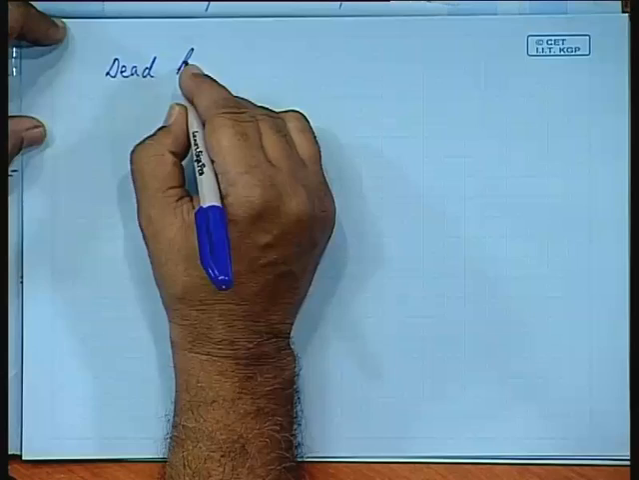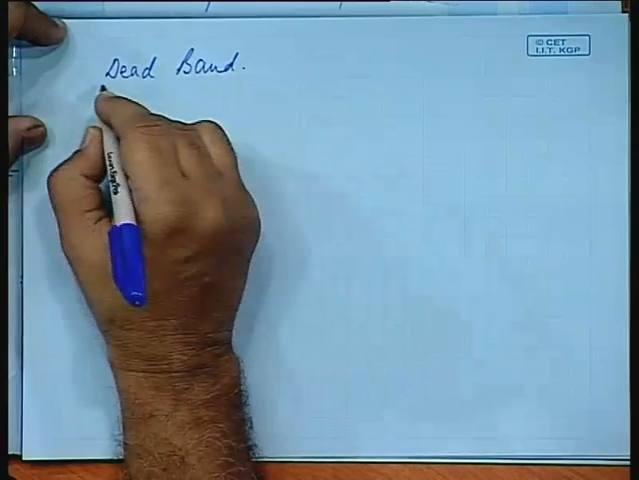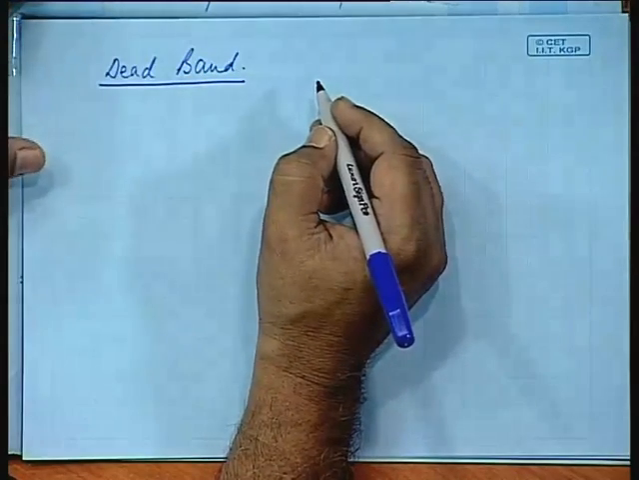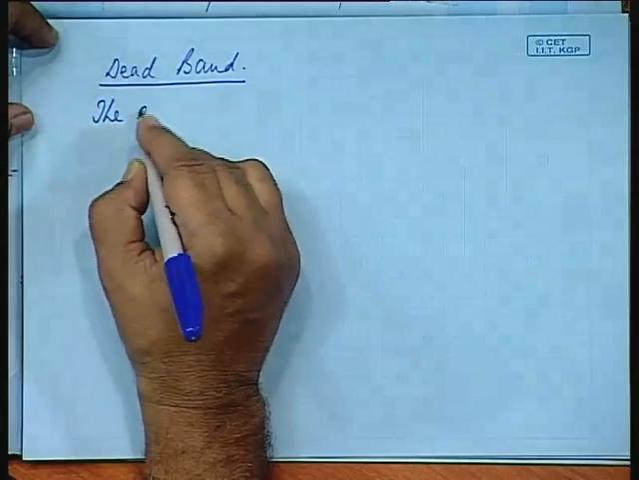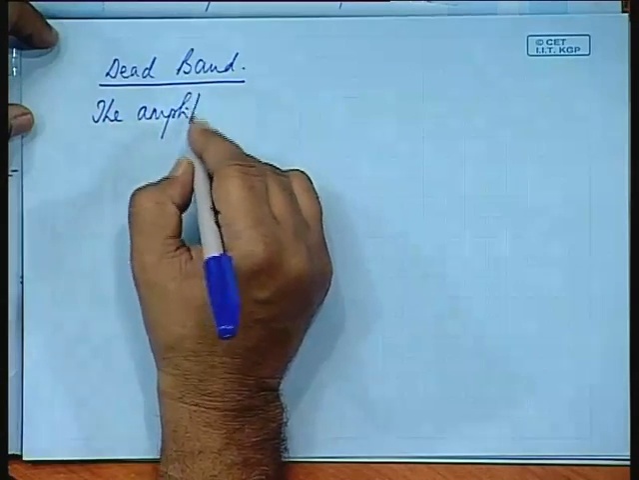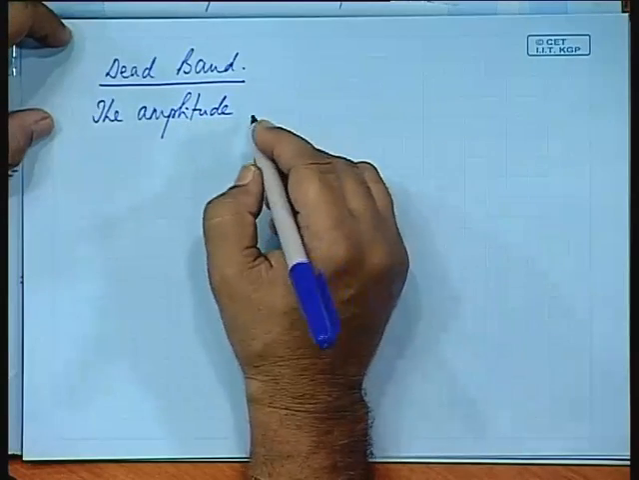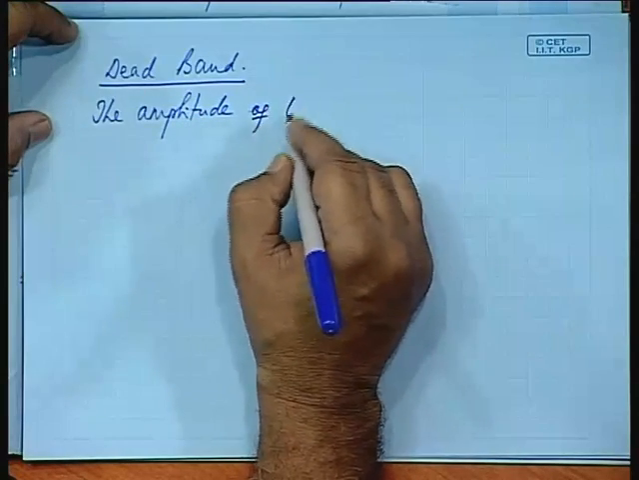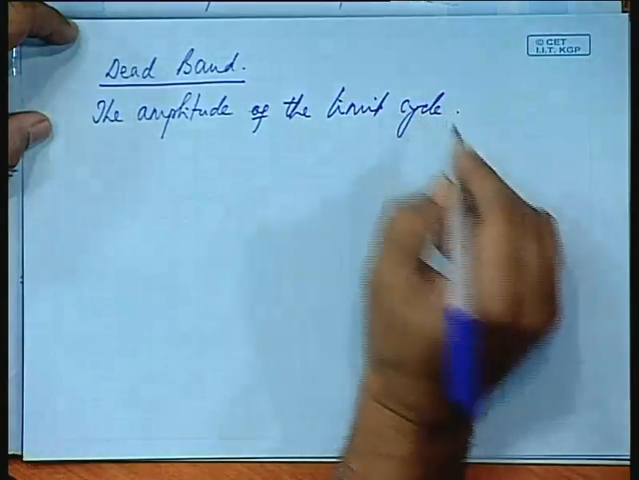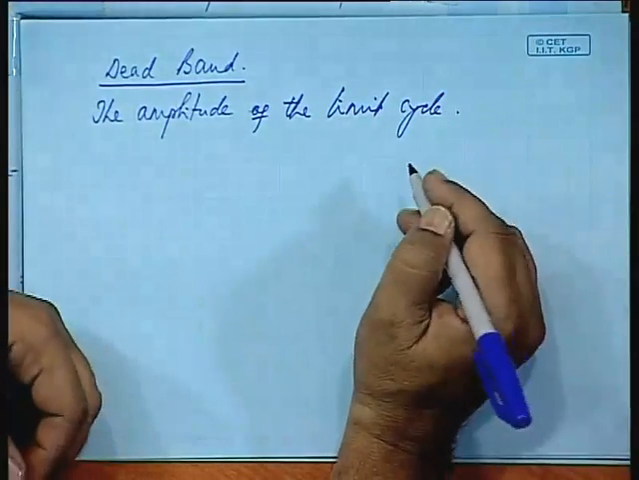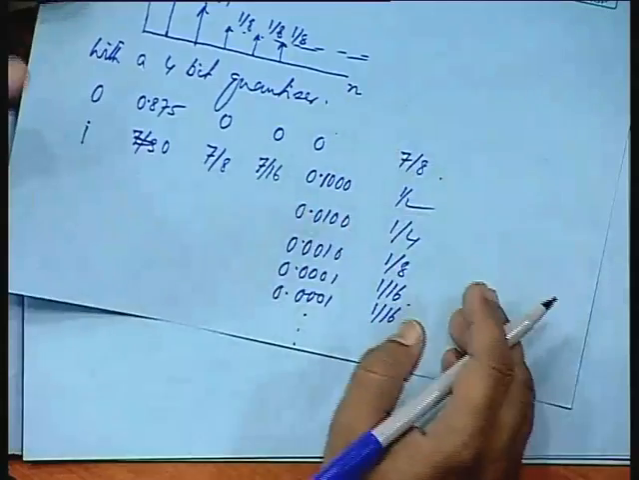Next we take up deadband. The amplitude of the limit cycle is now limited to a particular band. In the last example it was either 1 by 8 or 1 by 16. So, we call it deadband.